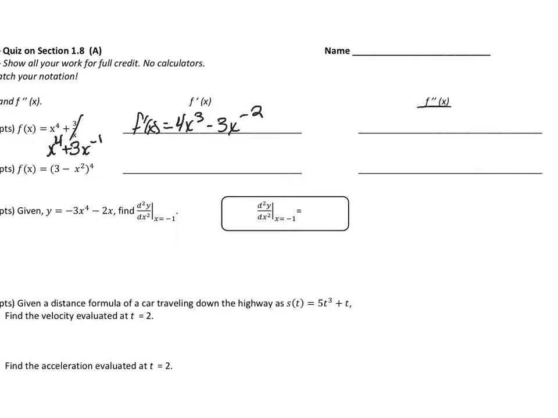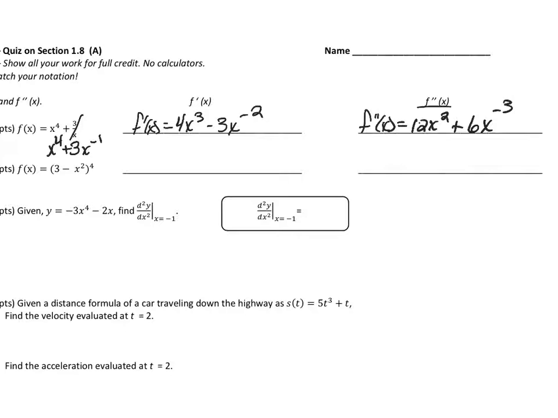Now to find the second derivative, we're going to power rule both of them, so we get 12x squared. The negative 2 comes down times the negative 3 to give you positive 6. x to the negative 2 minus 1 is negative 3. You can rewrite that as 6 over x cubed if you want.